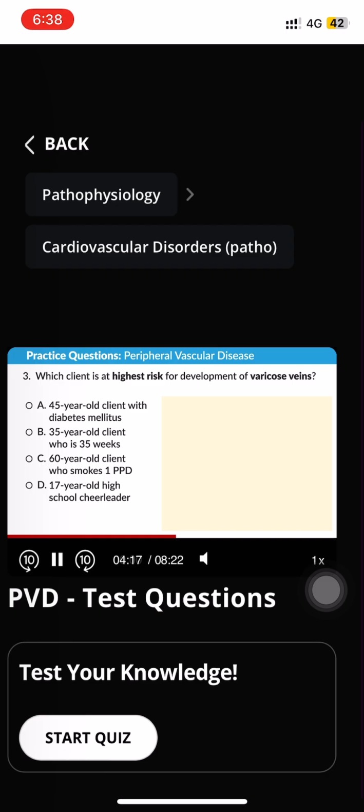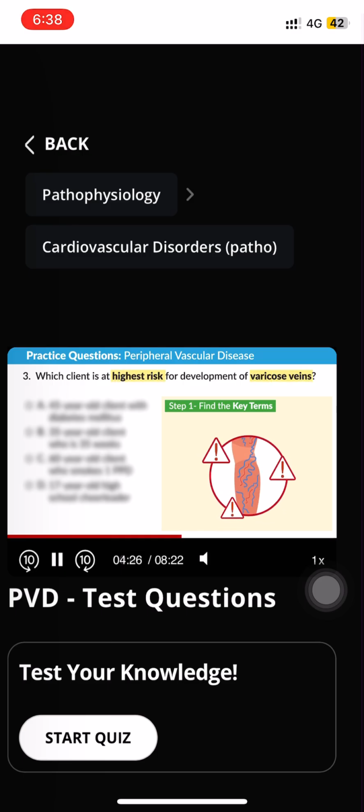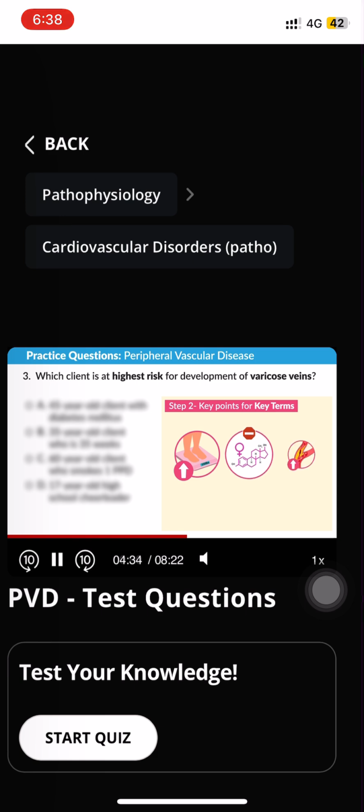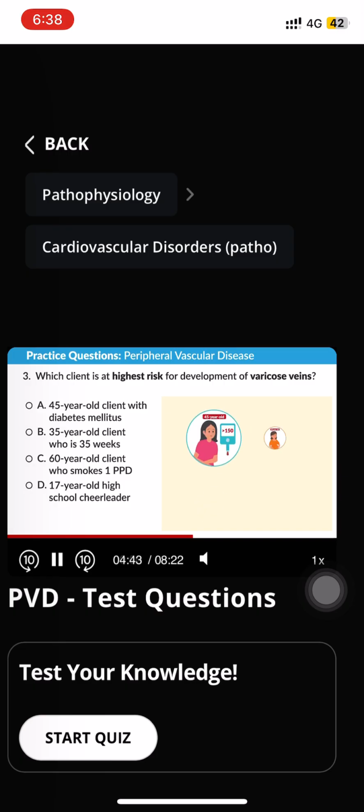All right, so let's break it down, following the question breakdown strategy. So first, look at the key terms in the question. We're looking at highest risk for varicose veins. And number 2, think of a few things you know about those key terms. So remember, weight gain, hormonal changes, high cholesterol, and even diabetes and smoking. All these things contribute to varicose veins. Okay, now we'll look at the options here. And to be honest, all of the options look amazing in terms of high risk factors, right? Except option D, the 17-year-old cheerleader, since she's young and has no predisposing risk factors here.